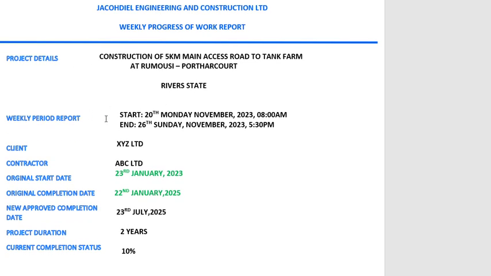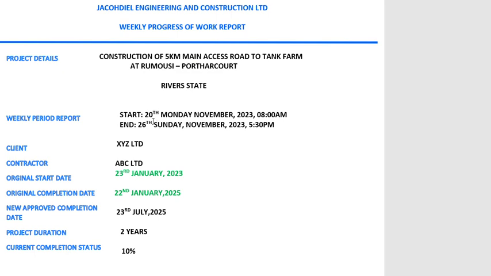You can see the weekly report period. So the report starts Monday, November 2023, 8 a.m. and ends Sunday. So it's a weekly report covering 6 days or 7 days of the week. If the project works start on Monday to Sunday, you report Monday to Sunday. If it starts Monday to Saturday, you report Monday to Saturday.